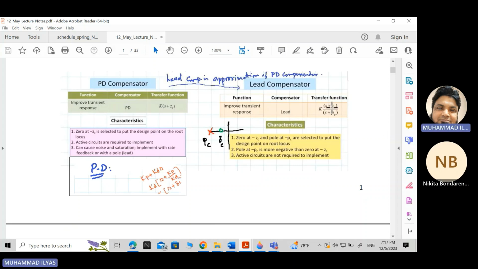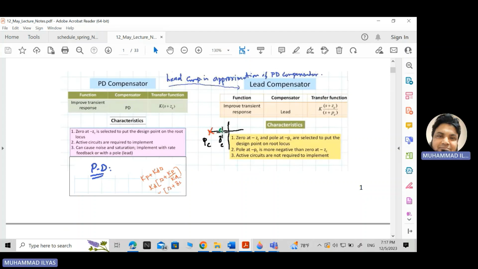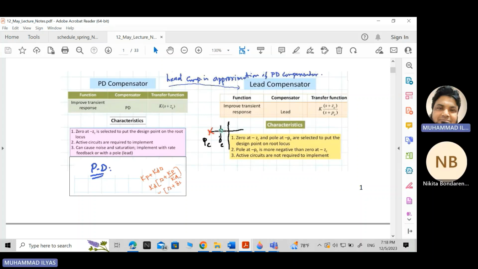Again, it has a zero and a pole. The pole is on the left side of the zero. First we choose the position of the zero close to the origin, in a position such that it cancels the pole, and then we choose the pole on the left side of the zero to compensate for some angle deficiency. We will see numerical examples, and then you will have the idea.